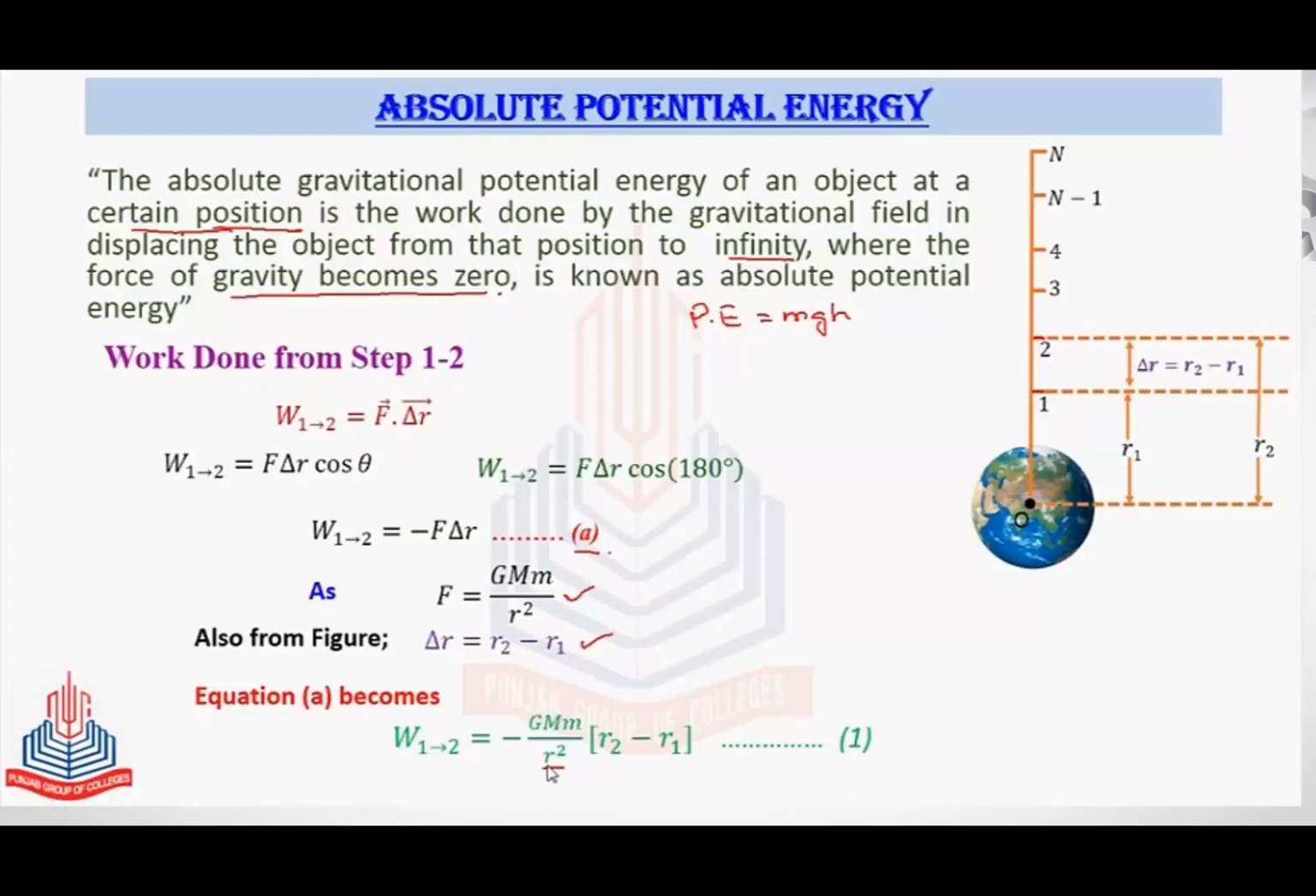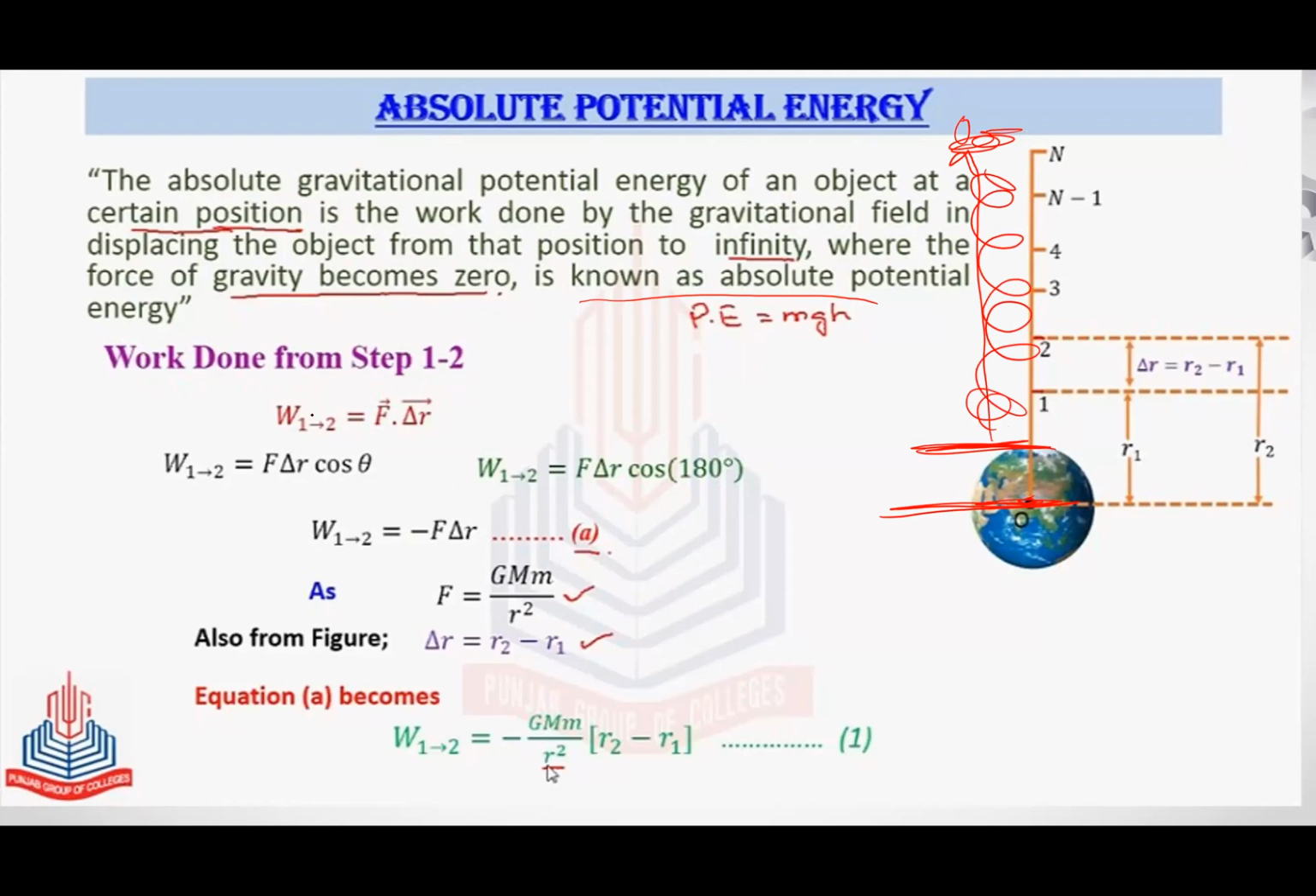Now, absolute potential energy of an object at a certain position is the work done by the gravitational field in displacing the object from that position to infinity, where the force of gravity is zero. Taking a body from this point to this point, here the potential energy will be zero. The work done during this path is called absolute potential energy.